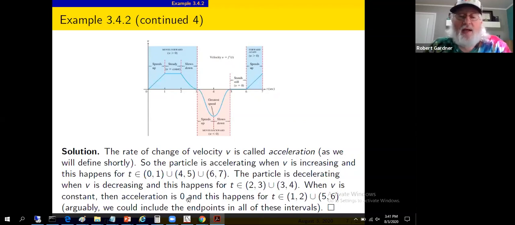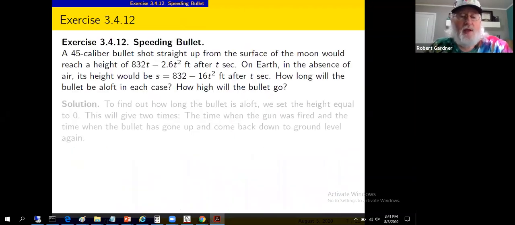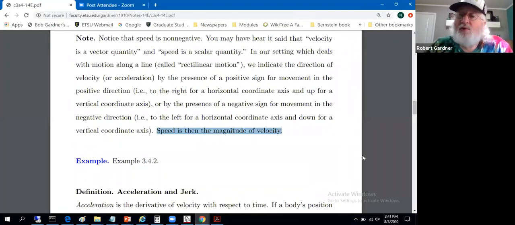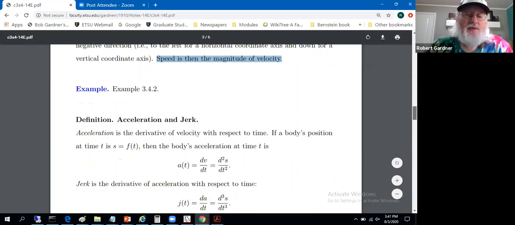When velocity is constant, and that happens between 1 and 2 and 5 and 6, then the acceleration must be 0. Velocity is not changing. Velocity is a constant on those intervals. Okay, we've got another example to do shortly. Let's get some more definitions out in the open.